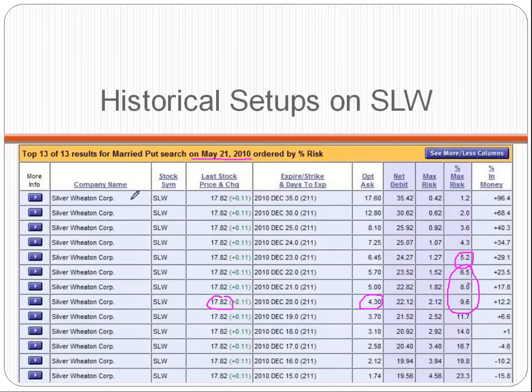I can get a much lower risk by going deeper in the money. If we went to the 35-strike put, it's almost 100% in the money. Well, our total cost would be $35.42. We're only risking 42 cents or 1.2% of the position.